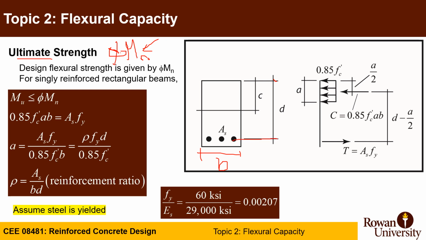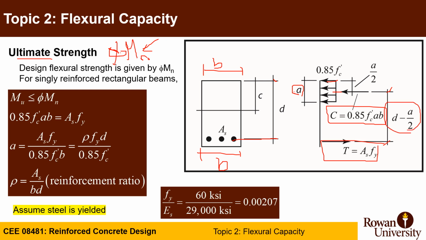You construct the Whitney block by distance a, and the height will be 0.85 f'c. So the total compression force C is 0.85 f'c times area. In this case, the area is b times a, and it acts at the middle of the block, at a over 2 distance from the top. Tension will be equal to As fy if yielded, acting at the centroid of the steel, and the arm will be the distance d minus a over 2 when you calculate Mn.